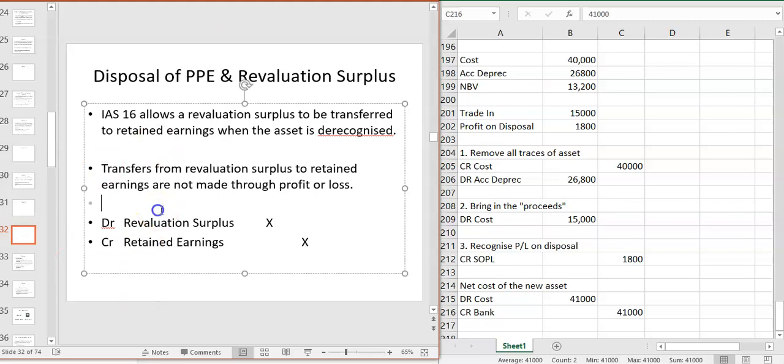Be careful, this is not made through the P&L. This is going through the statement of changes in equity. So you wouldn't put this in as a profit figure in the P&L. You're translating an unrealized profit into a realized profit. Revaluation surplus is unrealized, you take that out and you put it into retained earnings, which is realized and it can now be distributed to shareholders in the form of dividends if the company wants to. So just watch for that if there is an asset that was previously revalued and now it's sold. So the examiner will tell you that in the question if they're getting at that particular aspect.